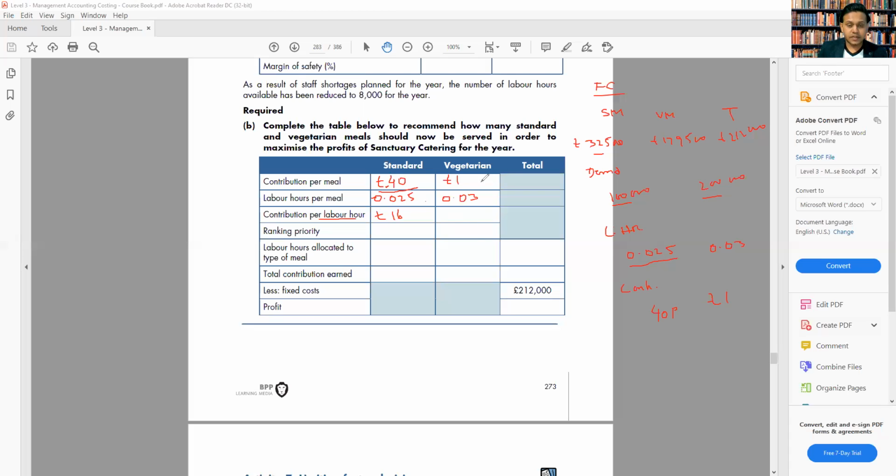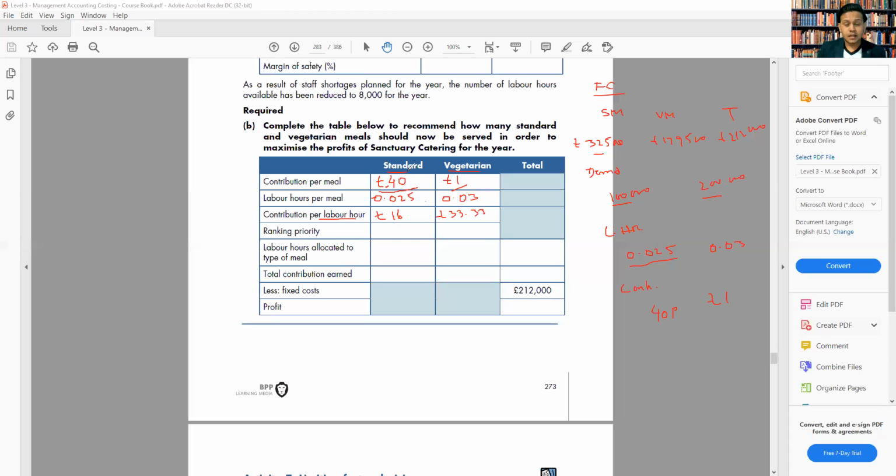Same we do for the vegetarian. 1 divided by 0.03, and that will give us the contribution 33.33. That's it. So this is our contribution for standard and vegetarian. Now all of you need to tell me which one we're going to make first, vegetarian or standard. So shall we fulfill the demand for vegetarian first or the standard?